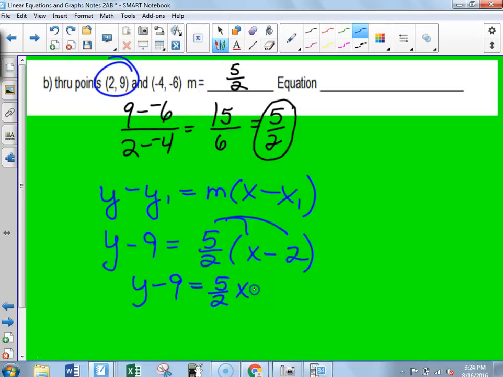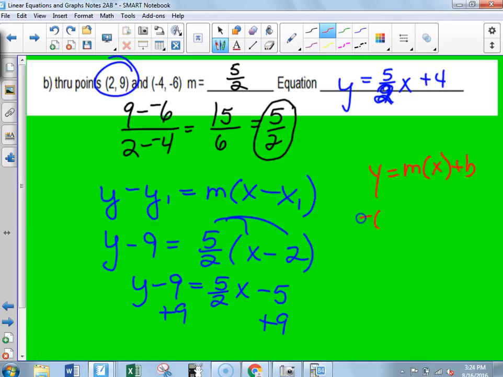5 divided by 2 times negative 2 would be negative 5 if we added 9. Anybody already do this one? Do I have this right? 5 halves x plus 4. If I tried the other method and maybe even used the other points, I know I'm going to run out of time if I keep doing 2 methods on every problem. 5 halves times negative 4 is negative 10. Add over here and I get b is 4, which is what we figured out the other way, right?